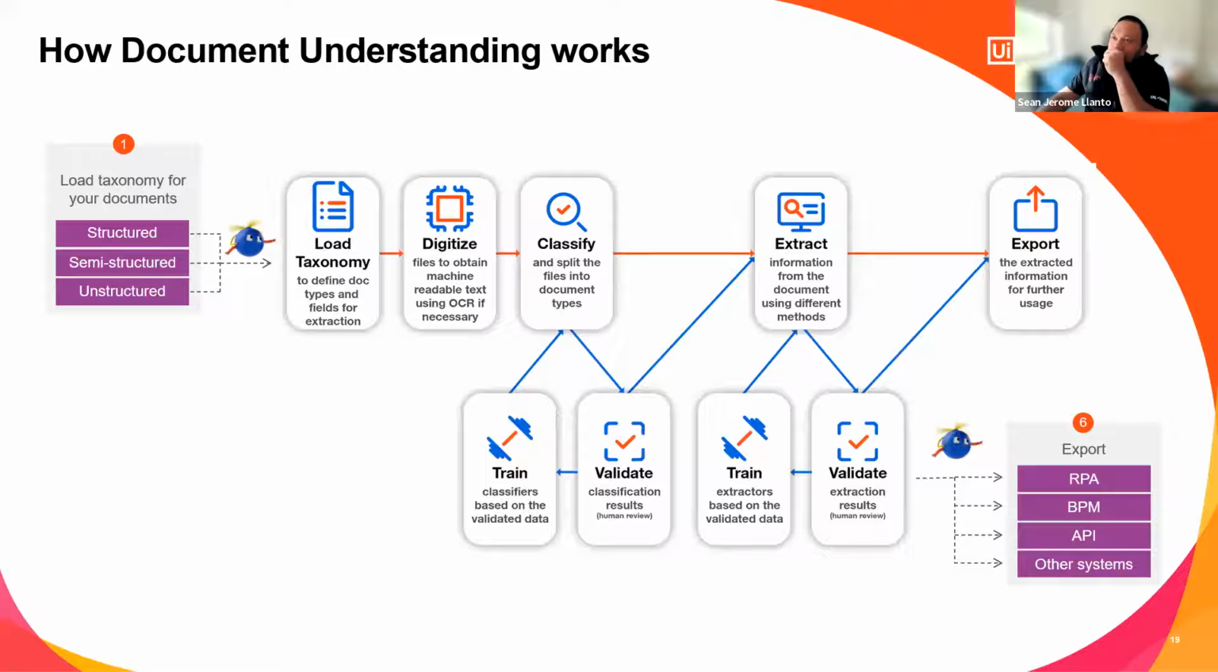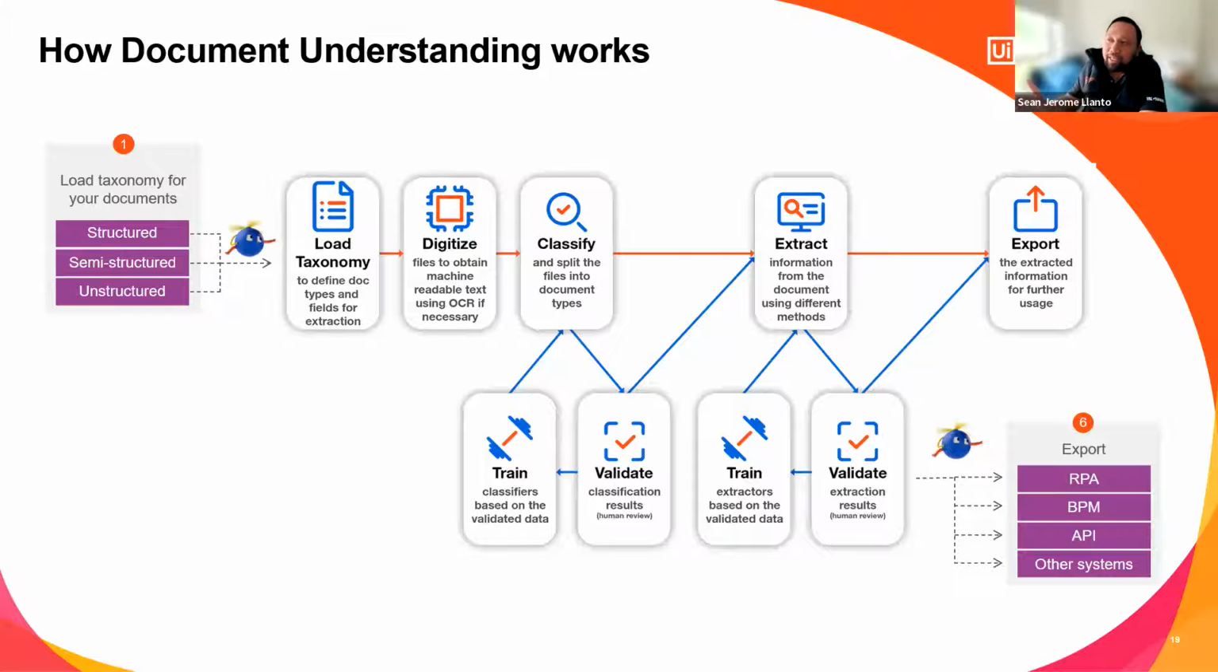Assuming you already have a document, which can be structured, semi-structured, or unstructured, document understanding does this in a series of main steps, such as loading the taxonomy. Loading the taxonomy is where we define the document type, as well as the fields that we are capturing, or that we want the robot or document understanding to understand.